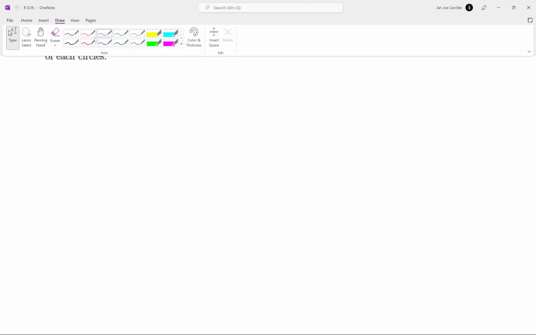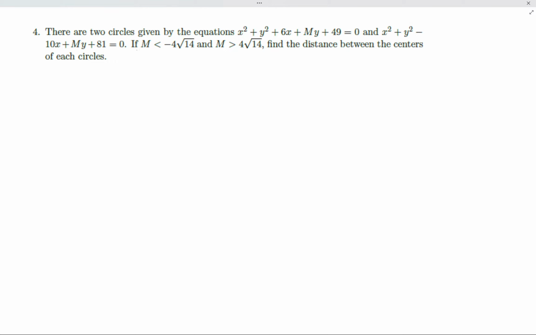Now, this question might seem intimidating because of the two inequalities right here. You'll find out why we have those inequalities later on. But look at this. All we really need to do for this kind of question is to see what will happen if we want to measure the distance between their centers. In order to do that, we must first find the location of the center for each circle. Although we have a variable m, let's just assume that it has a certain value.